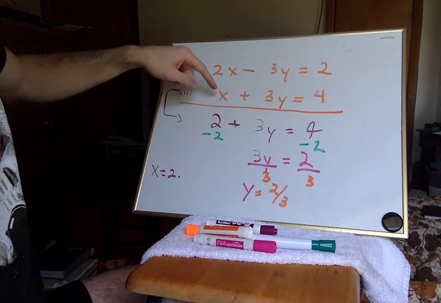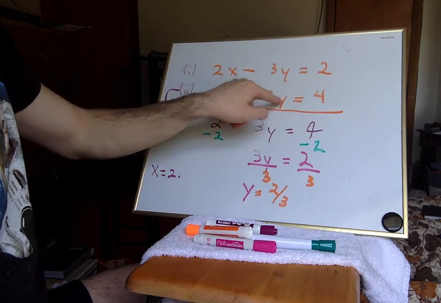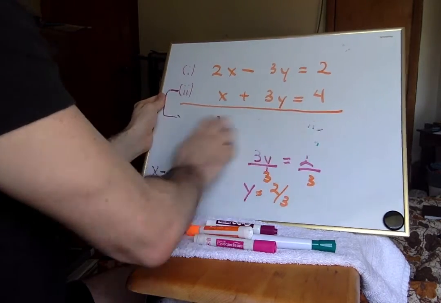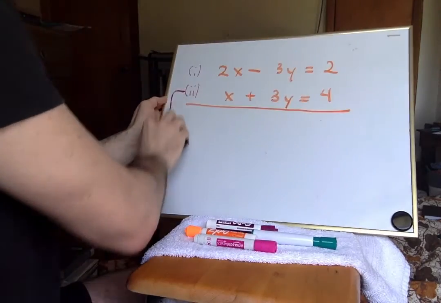Into the second one, I get 2 plus 2 equals 4, right? Because 3 times 2/3 is 2. Okay, so that's all well, right?